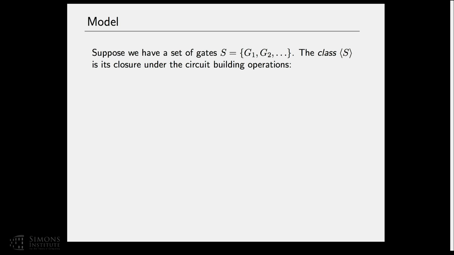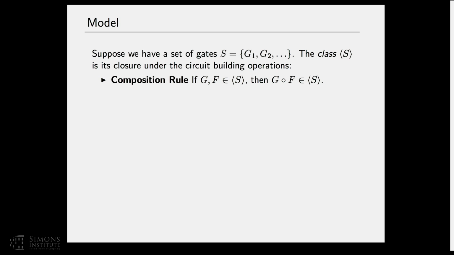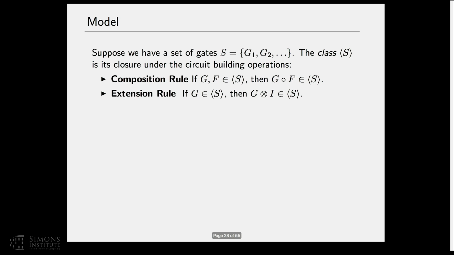So, okay, with that in mind, we're basically ready to state the entire model in which the classification will be. So suppose you have some set of gates, G1, G2, and a priori we're not even going to assume that this is a finite list. This could be an infinite list. And we're going to say that the class generated by those gates is just the set of gates under the closure of some really natural circuit building operations. For instance, the composition rule. So if we have two gates, then you can compose them together, and that gate is also in our set. The extension rule, if you have some gate, then you also have the gate where you just add the identity, so you can apply it to more and more bits.